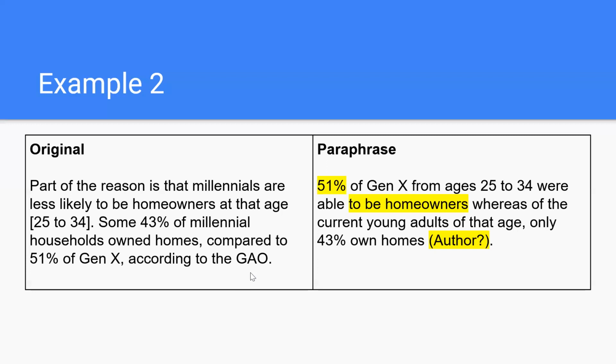You will probably notice that they didn't make any reference to the author, so that needs to either be done at the beginning of the sentence or at the end. Also, some steps could be taken to change some of the wording. Here's two examples that I want to highlight, this 51% and this phrase to be homeowners. Take a moment and see if you can think of another way to rewrite these two words, phrases.